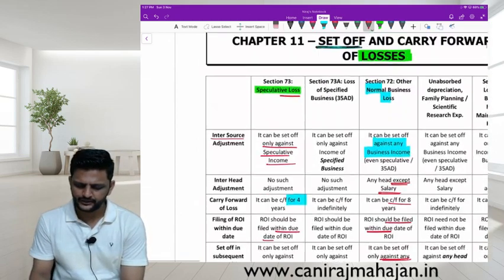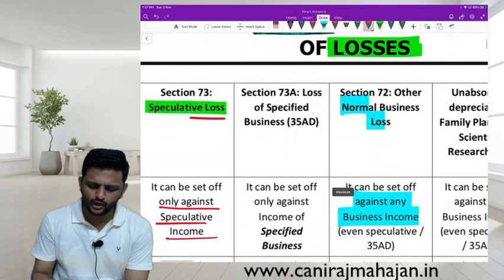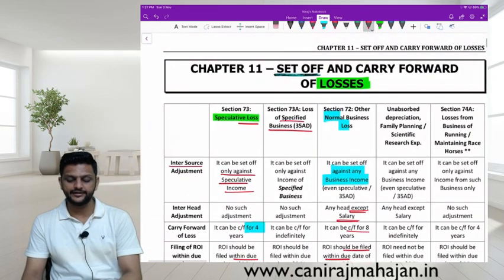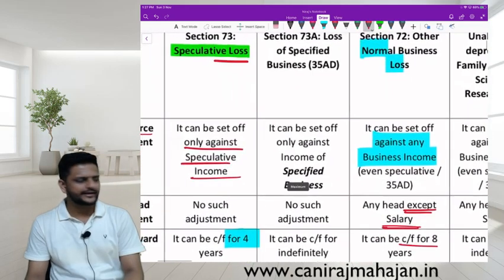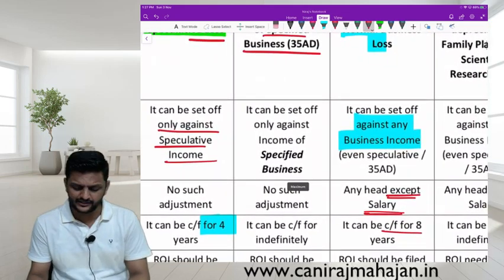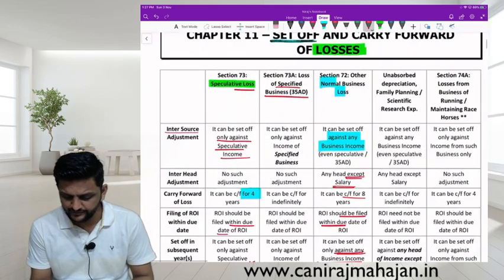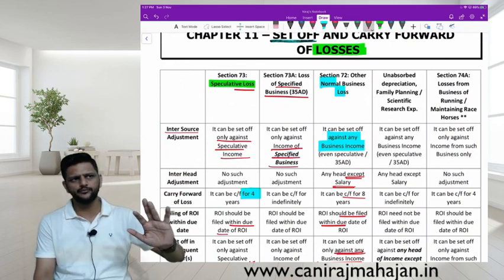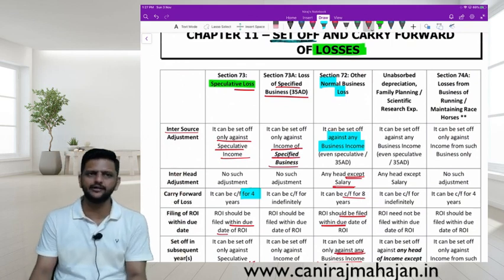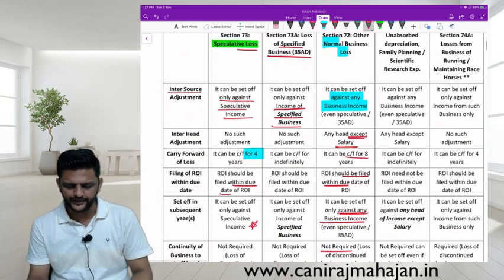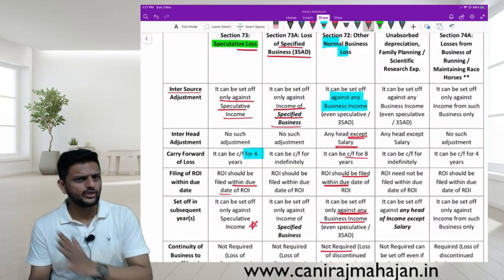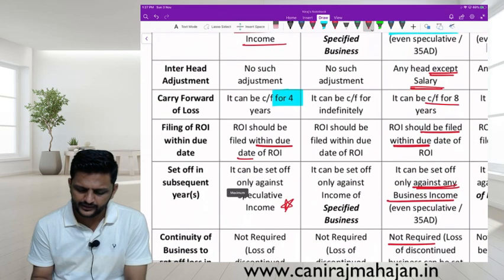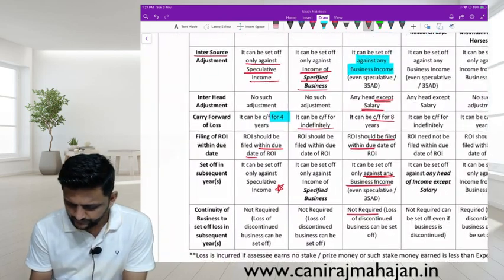Okay. Next one, 73A. Loss from a specified business, 35AD. It can be set off only against income from specified business. So the second column and third column become important, because they are very much similar and same head of income. Intra-head or inter-head, sorry, not allowed at all. Whose specified business loss? Okay, carry forward indefinitely.